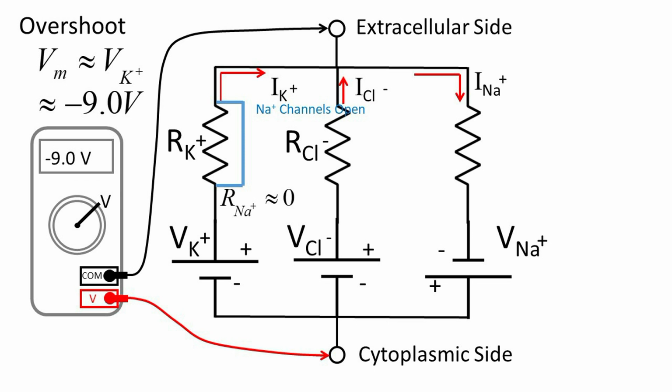Undershoot is represented in the circuit by removing the shunt from the sodium resistor and placing it across the potassium resistor. Try it in the actual circuit and note that the overall scaled up membrane potential drops to minus 9 volts.